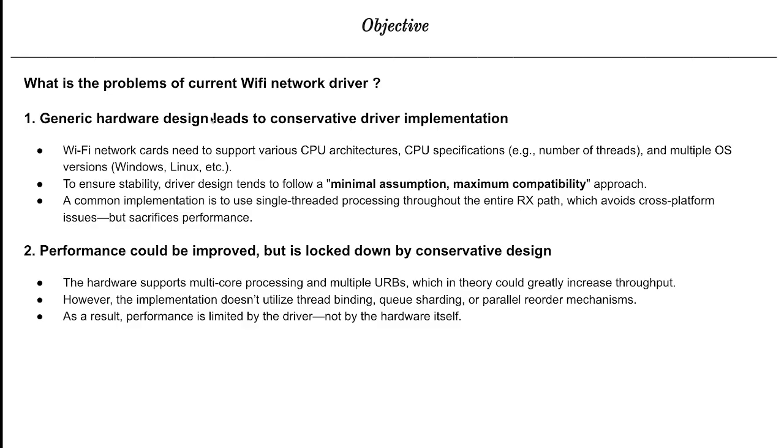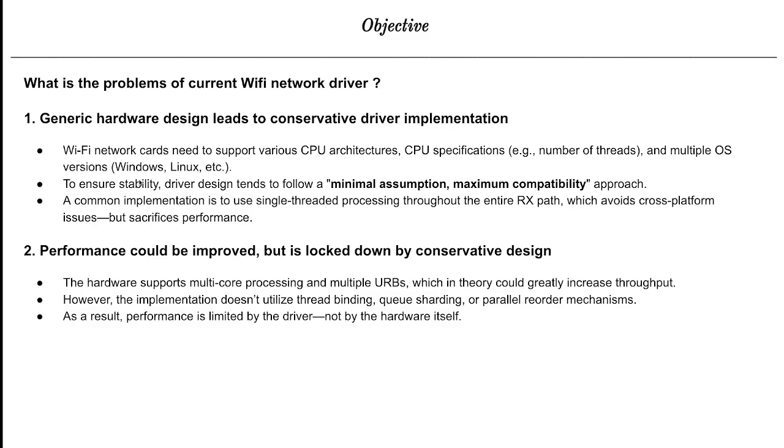First, generic hardware design leads to conservative driver implementation. Companies that design Wi-Fi device need to ensure the compatibility with wide range of operating systems like Windows, Mac OS, and various versions of Linux. And besides, they also have to consider computing units in the system, such as CPUs and its architectures. Not to mention that this operating system and hardware have multiple versions and use cases. So because of this, their designs tend to be very conservative.